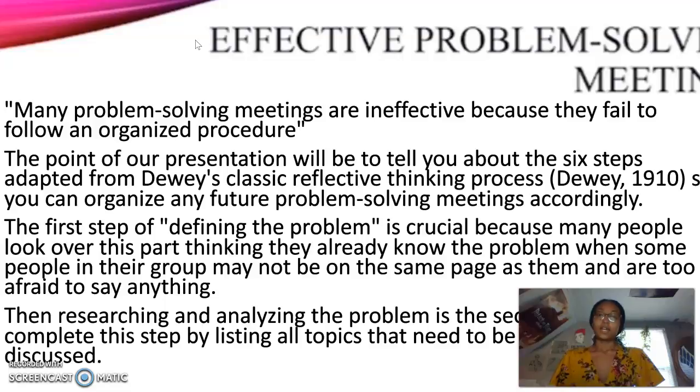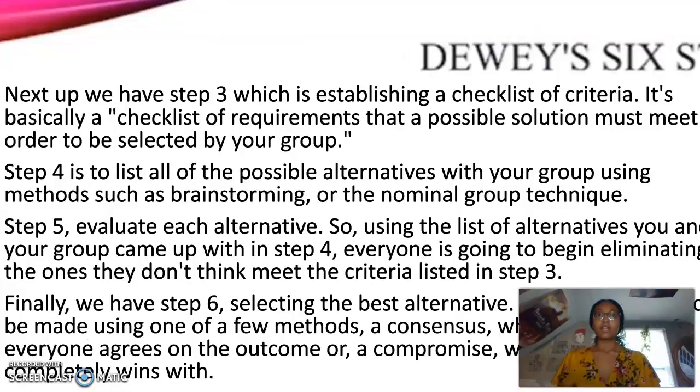Then researching and analyzing the problem is the second step. You complete this step by listing all the topics that need to be researched and discussed by your group. And then next we have step 3, which is establishing a checklist of criteria. It's basically a checklist of requirements that a possible solution must meet in order to be selected by your group.